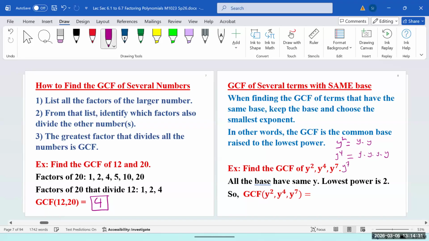Now y to the 7, how many y's? 7 of them. 1, 2, 3, 4, 5, 6, 7. Common factor means you have to see the same thing in all 3. So how many y's you have in all 3? What is the greatest number? What is the biggest number of y you see in all 3 of them? 2 of them. The first one has 2 of them. Second one definitely has 2 of them. Third one definitely has 2 of them.